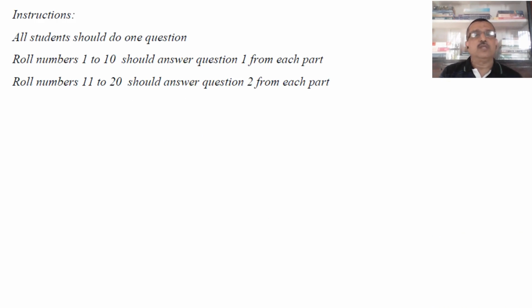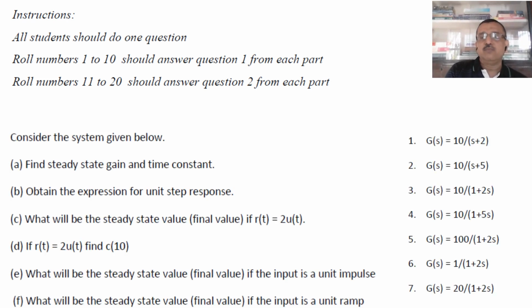One more thing. All students should do one question so that we can finish in some 10 minutes. The first 10 students should attempt question 1, the next 10 question 2, and so forth. These are the questions. Students from roll number 1 to 10 should answer this, that is, parts A, B, C, D, E, F. Your G(s) is 10 by s plus 2. For another set of students, G(s) is 10 by s plus 5. All are identical problems, but I don't want you to copy.